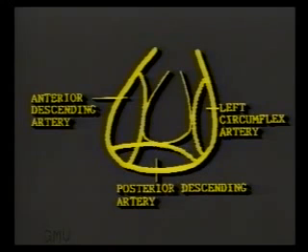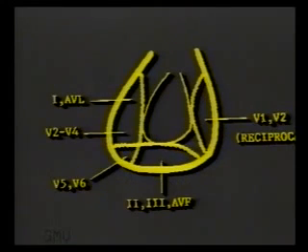Now when we overlap the leads, the anterior wall is picked by 1, AVL, V2 to V6, with V5 and V6 picking the lateral most part. Inferior wall is picked by 2, 3 and AVF. And the posterior wall is picked by V1 and V2 in the form of reciprocal changes, as no lead actually faces the posterior wall.